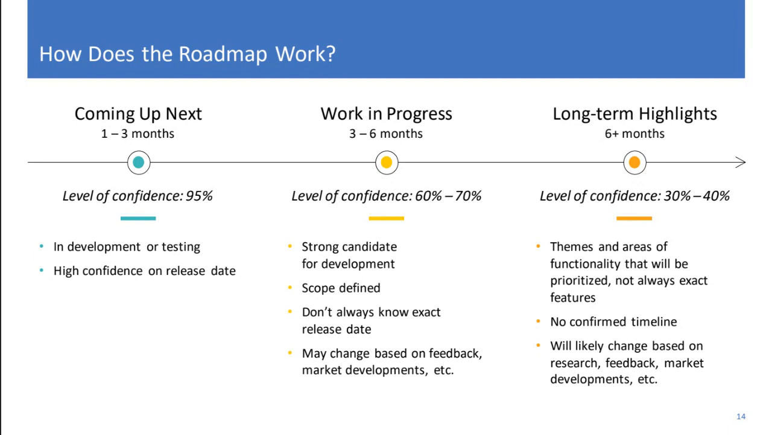As we drill into the next phase, around 3 to 6 months, we still have a fairly high level of confidence, 60 to 70%. We do have strong candidates for development. These projects are often in scope already. We don't always have exact release dates, so it's important to note that. And obviously there may be some fluctuations and changes based on things like market developments and client feedback as well.